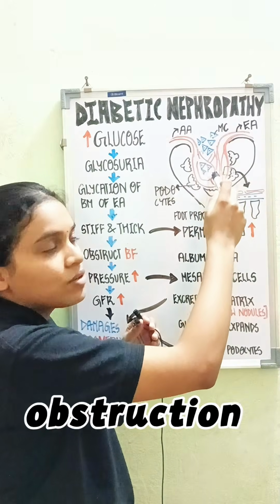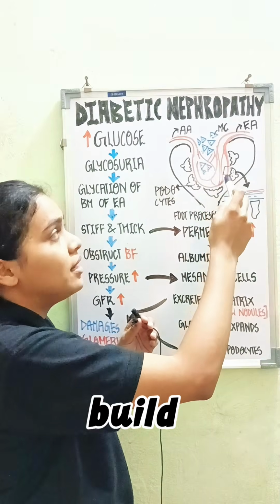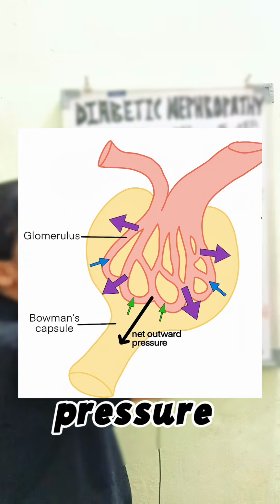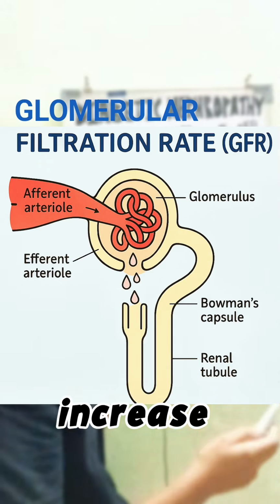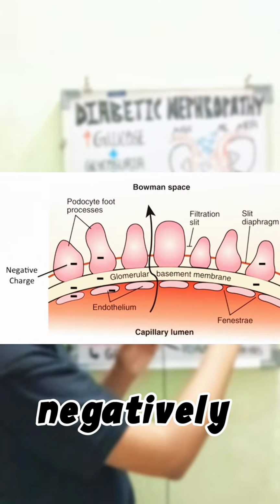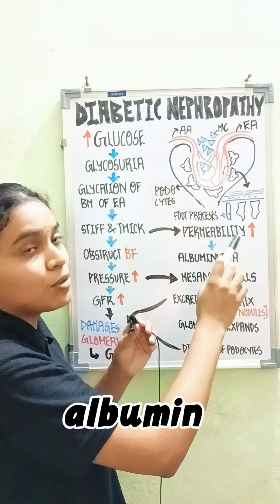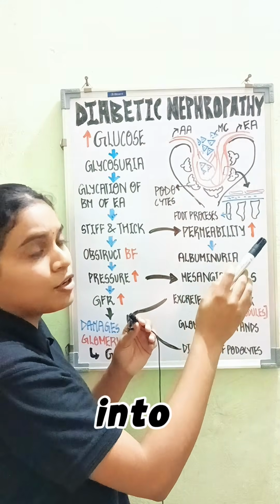As there is an obstruction of the blood flow, blood will start to build up and there will be an increase in the pressure of the glomerulus. As the pressure increases, वो filtration process को speed up करेगा and GFR increase करेगा. Initially this basement membrane is negatively charged, जो basically negatively charged albumin को repel करता है and it is no more getting into your urine.